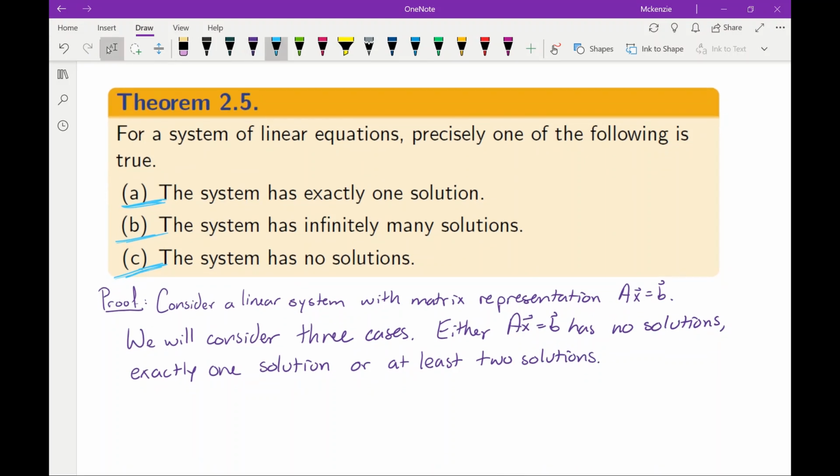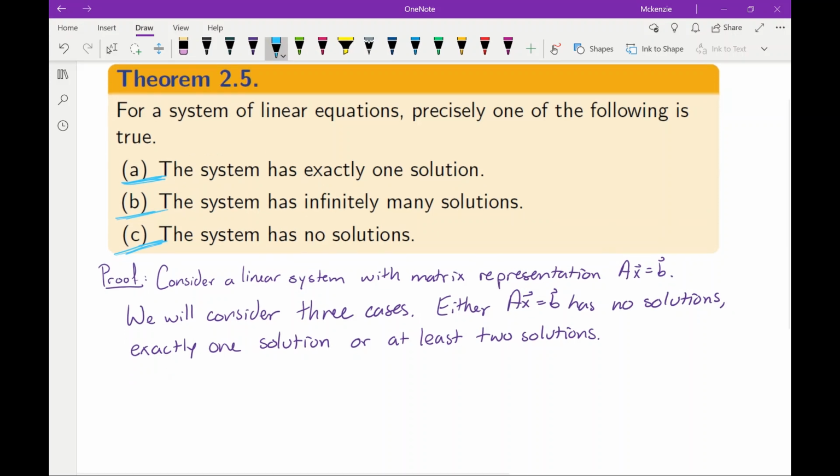Alright, so the first two cases are going to be super simple. So case 1, assume Ax equals b has no solutions. Well, then we're already done. We're already in case C from the theorem. Then we are in case C of the theorem.